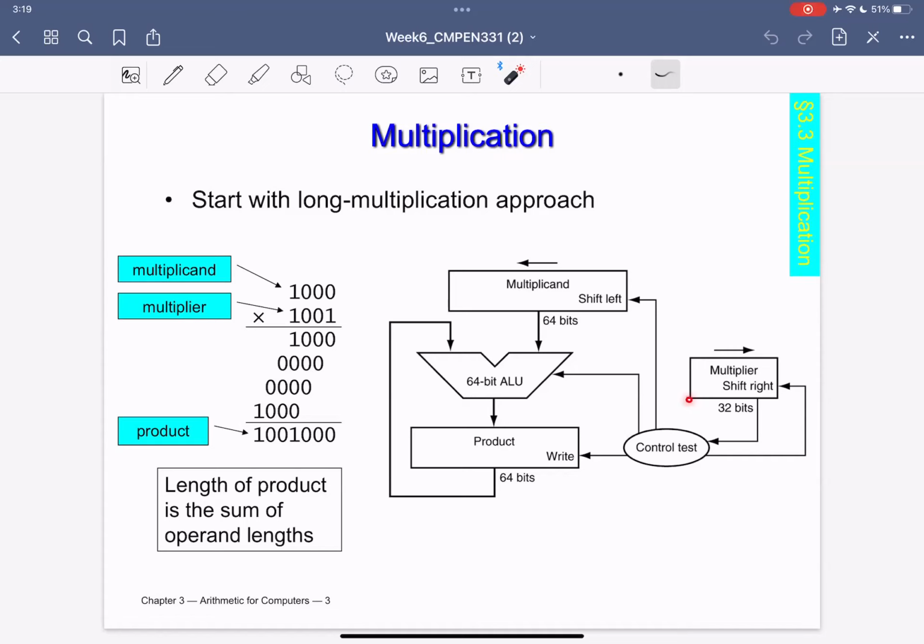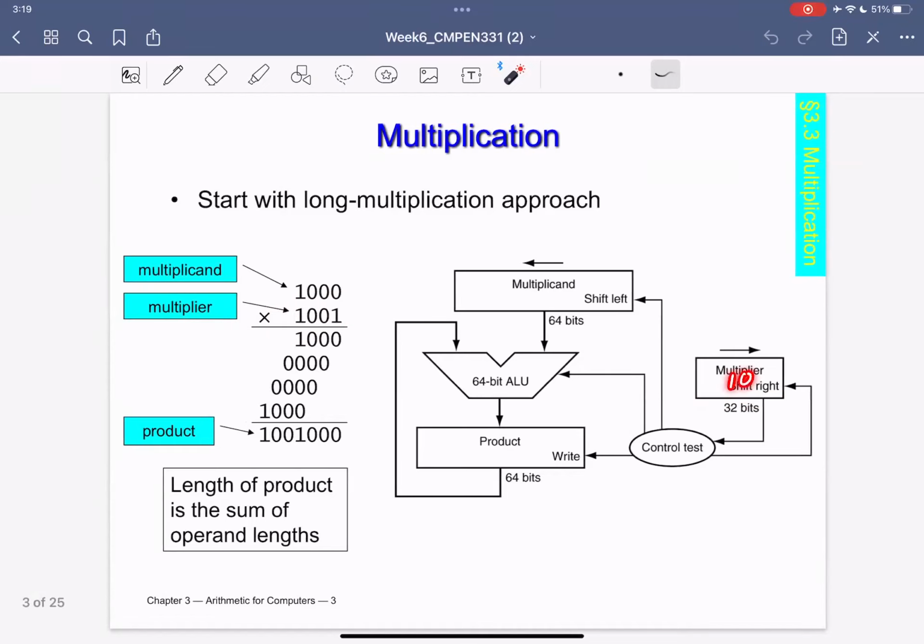We have here the multiplier. So this guy, 1, 0, 0, 1, will be here, but it will be written in 32 bits. The multiplicand will be here. It is written in 64 bits, and it will be in the first, the right 32 bits. So basically 1, 0, 0, 0 will be here, and I will keep shifting left. As soon as this 32, of course, will be shifted another 32. That's why I have here 64 bits.